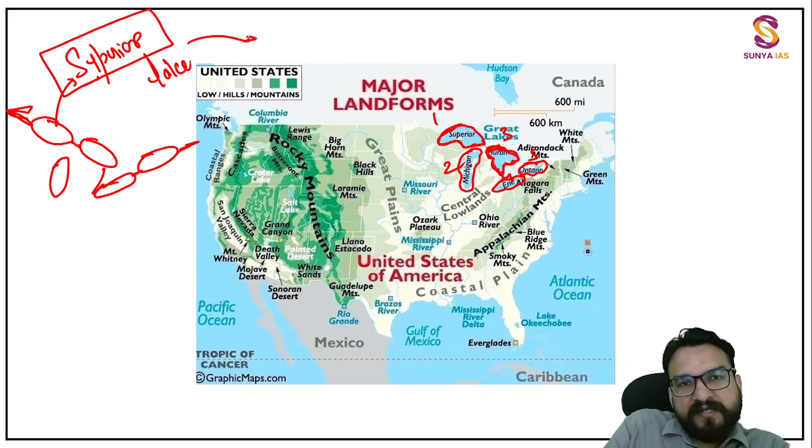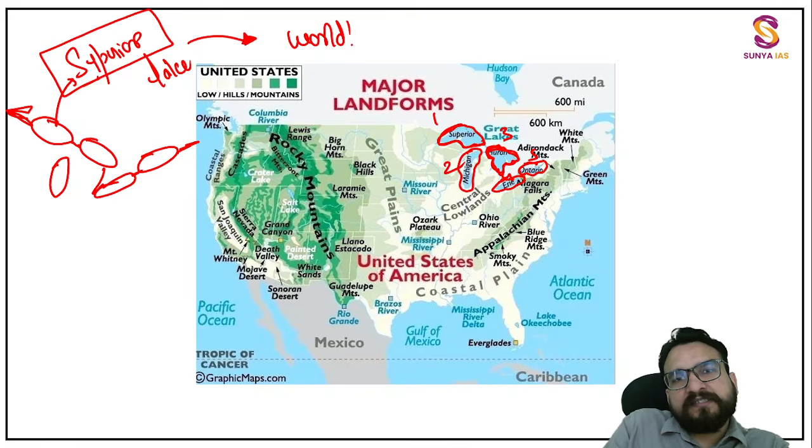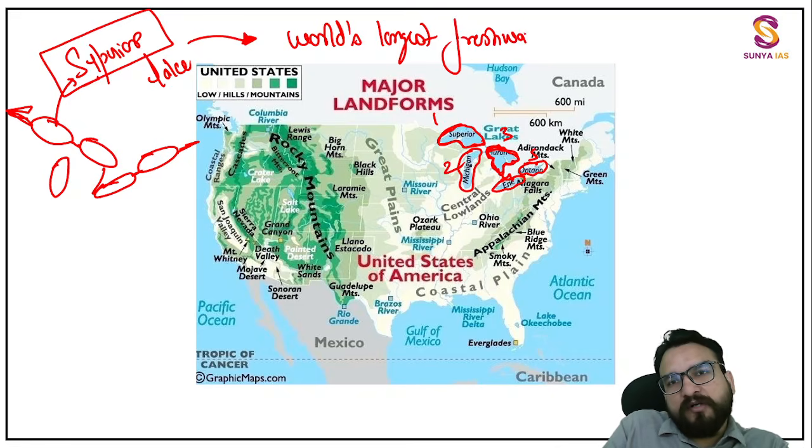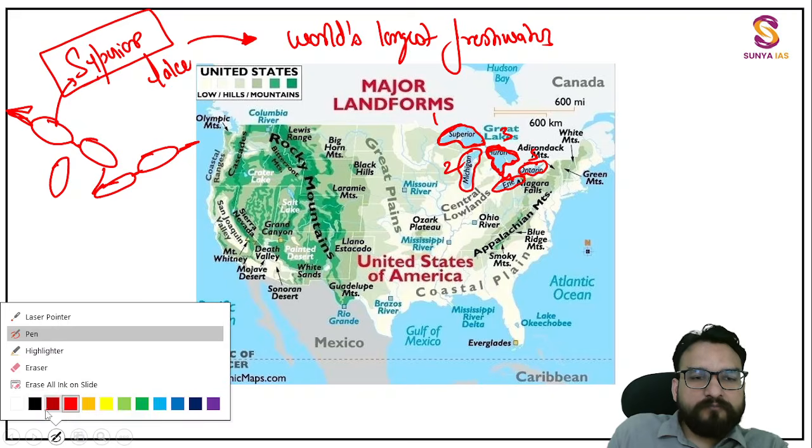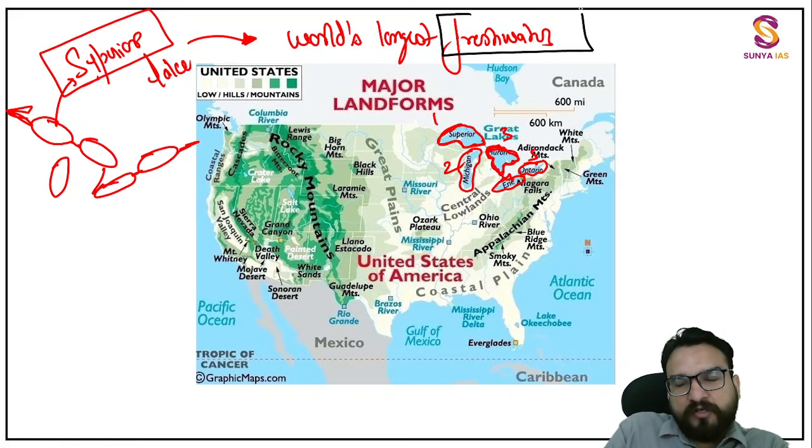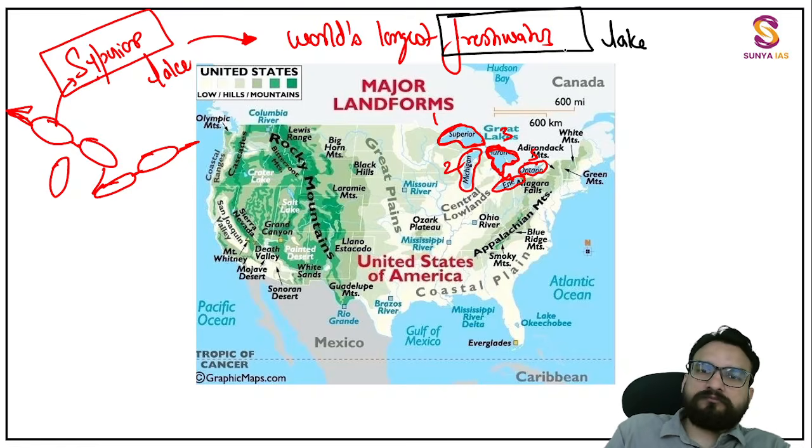Lake. And Superior is, by the name itself, the world's largest. Listen to it carefully, guys. World's largest fresh water. This is important. Fresh water. Lakes are of two types, fresh water or saline, right? Brackish water. So this is the world's largest freshwater lake in the world.